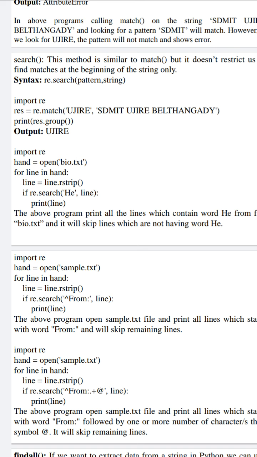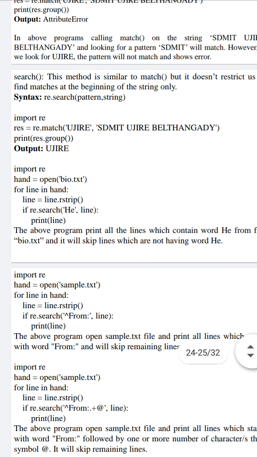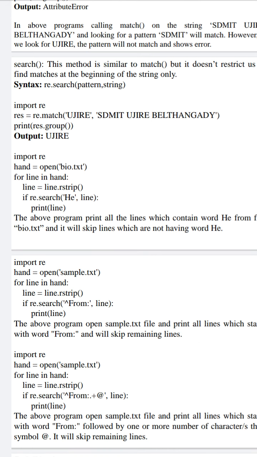Here a typo mistake is there. Actually we call the same method match, but match should be replaced by search. It should be search, not match. If it is match, the output will be attribute error. So here it is a typo mistake. While reading, consider that as the search function.